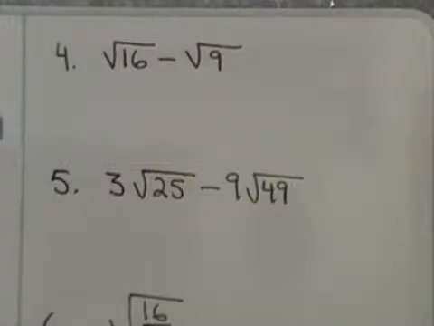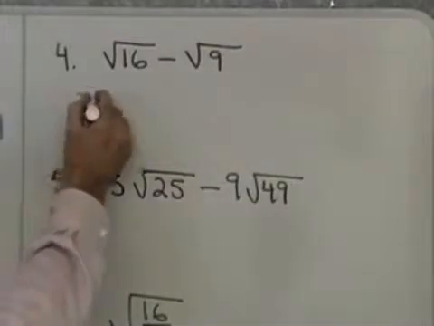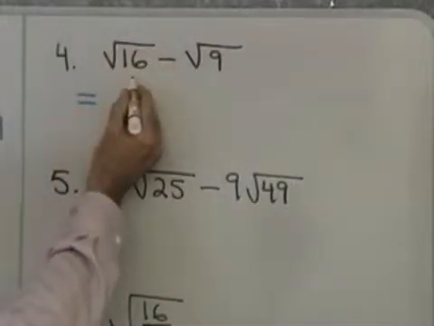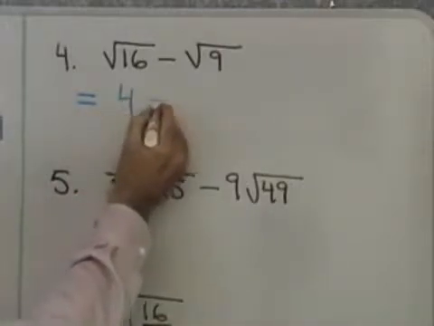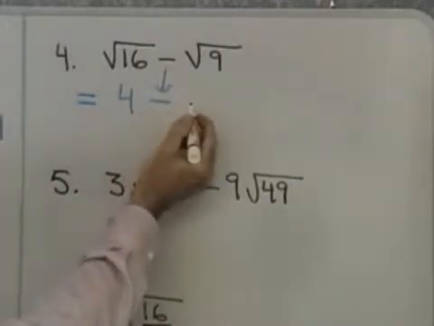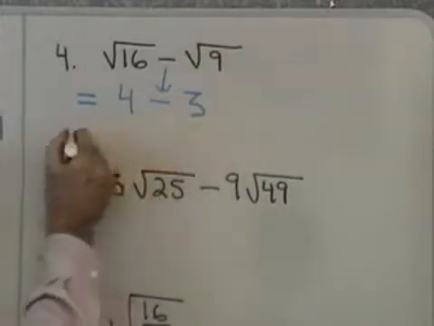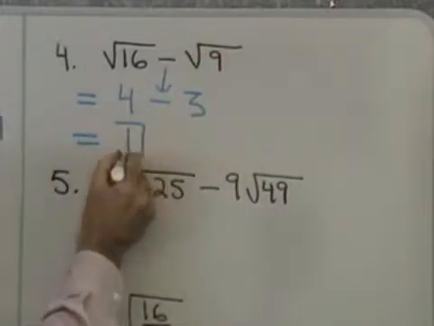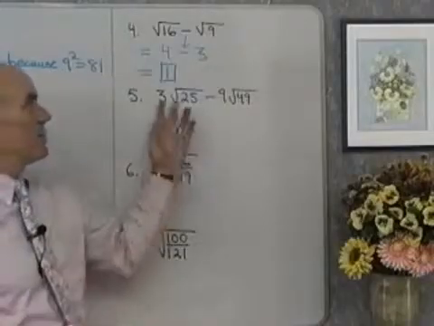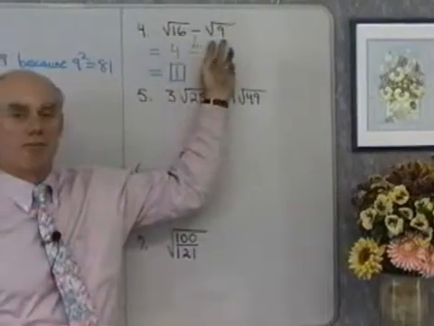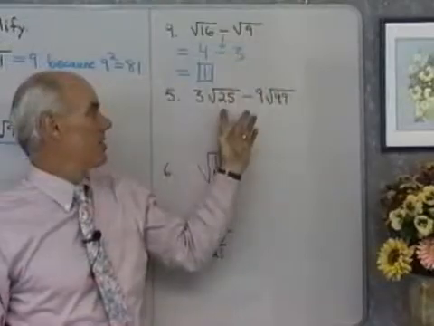Let's try another problem similar to that. Square root 16 minus square root 9. This is the positive number I square to get 16. That's 4. Minus, that's that subtraction sign, the positive number I square to get 9, which is 3. 4 subtract 3 will be the number 1. So a nice simple problem here, just using the definition for these square roots. Okay, let's go on to problem number 5.